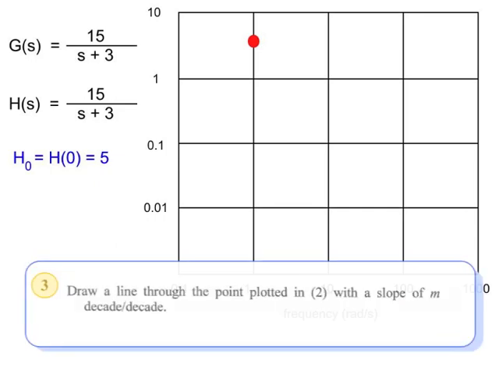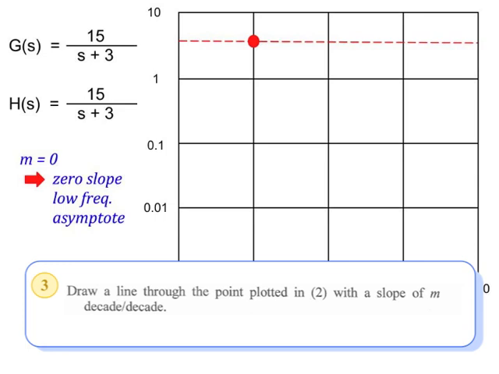In step 3, we draw a line through the point we just plotted, and this line will have slope m, where m is the integer that we found in step 1. So for this transfer function, m was equal to 0, and we draw a line with 0 slope through the point we just found. This is our low-frequency asymptote.